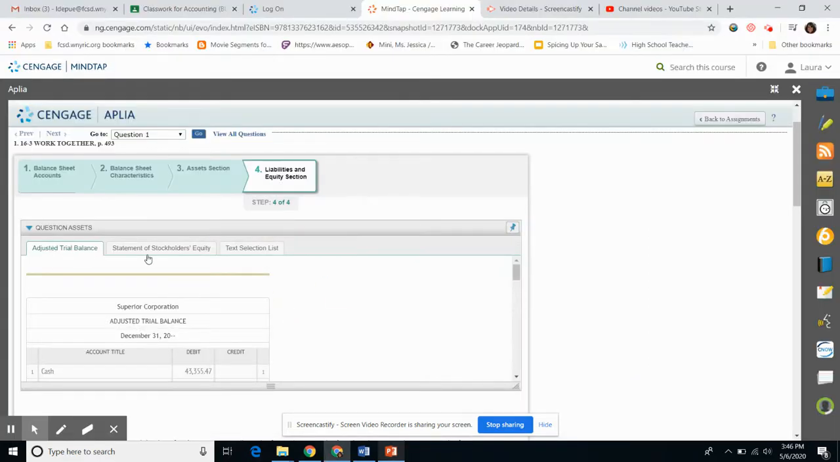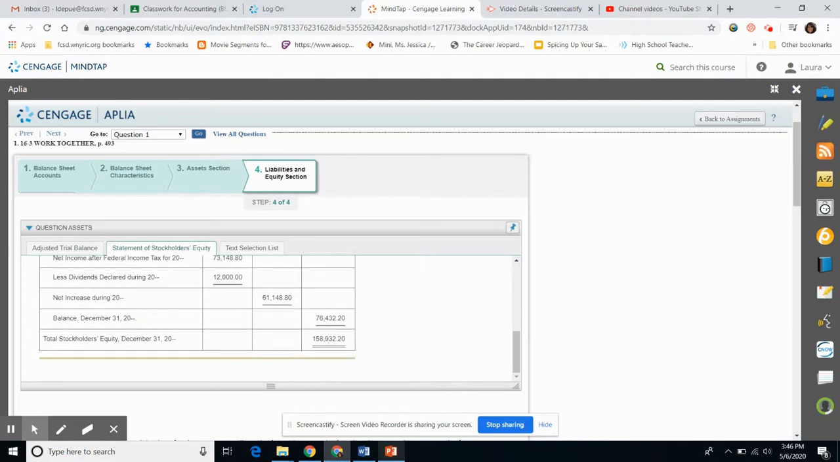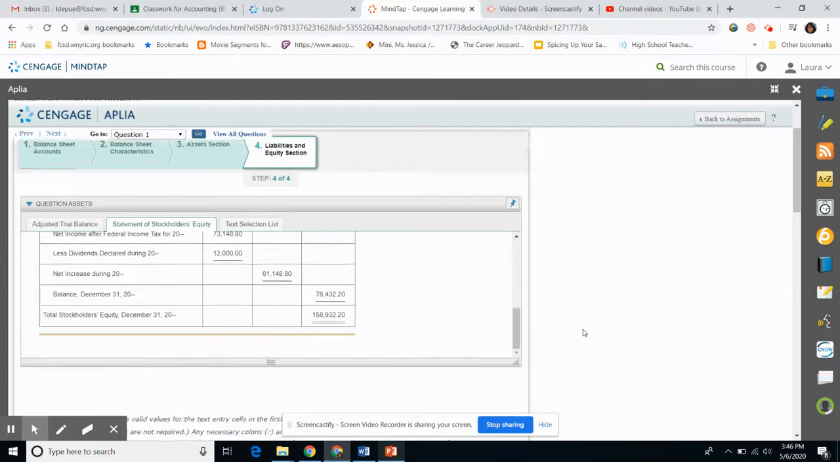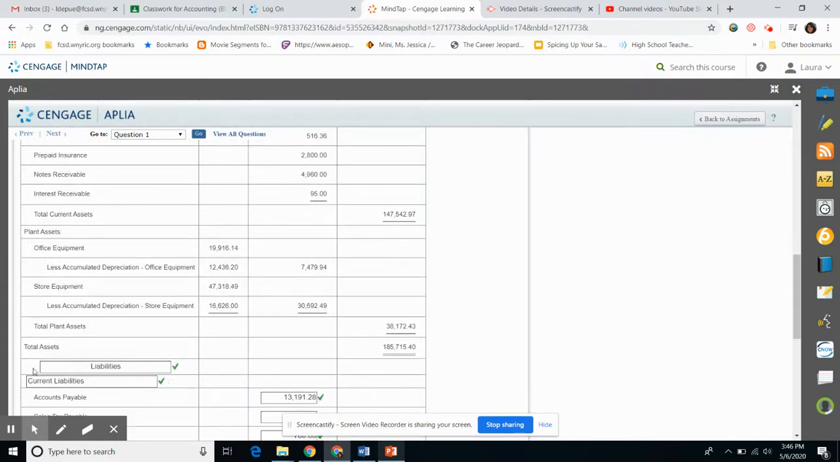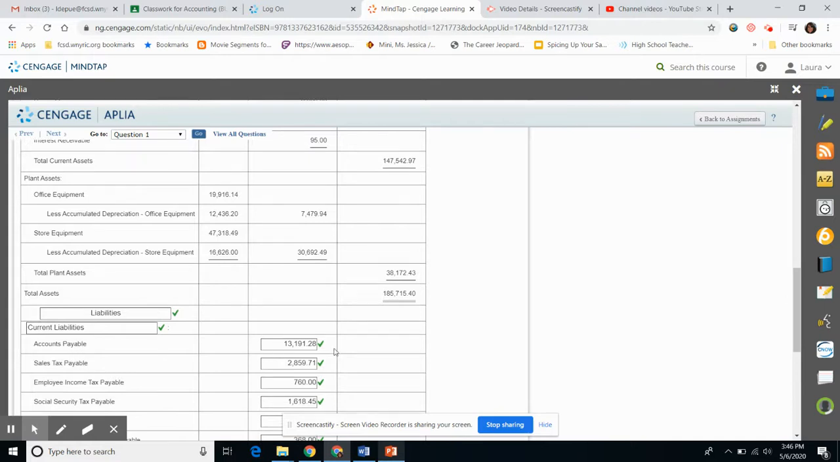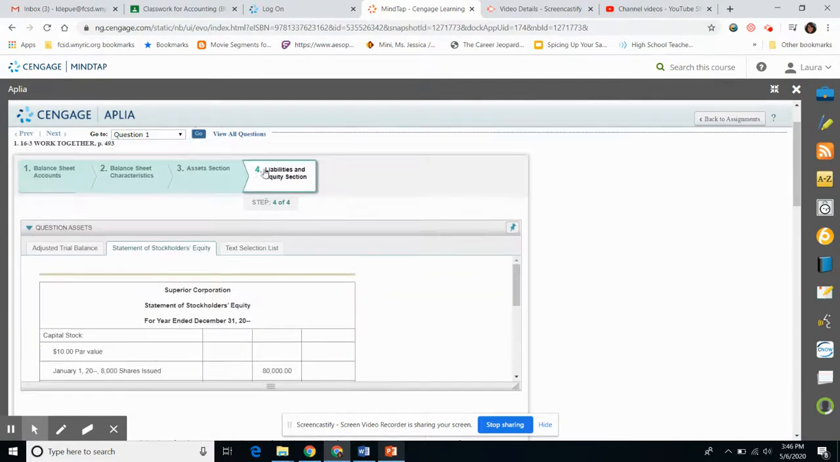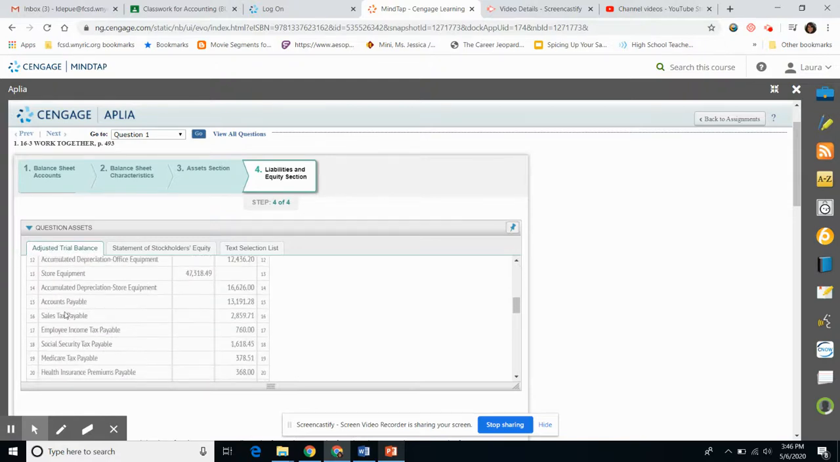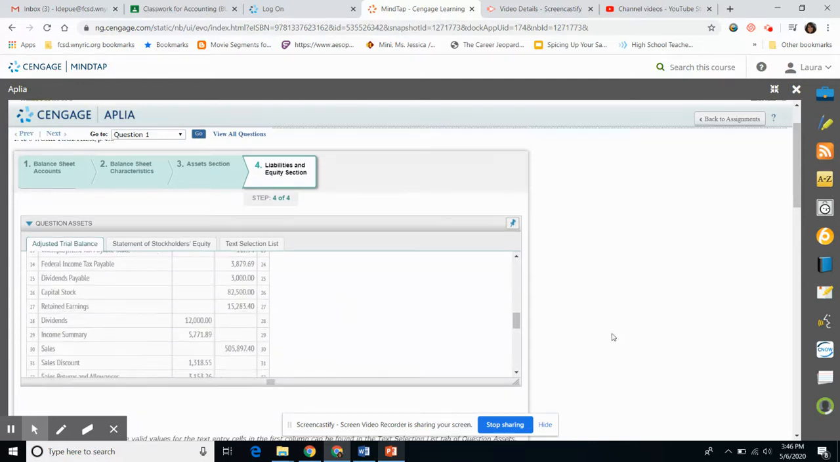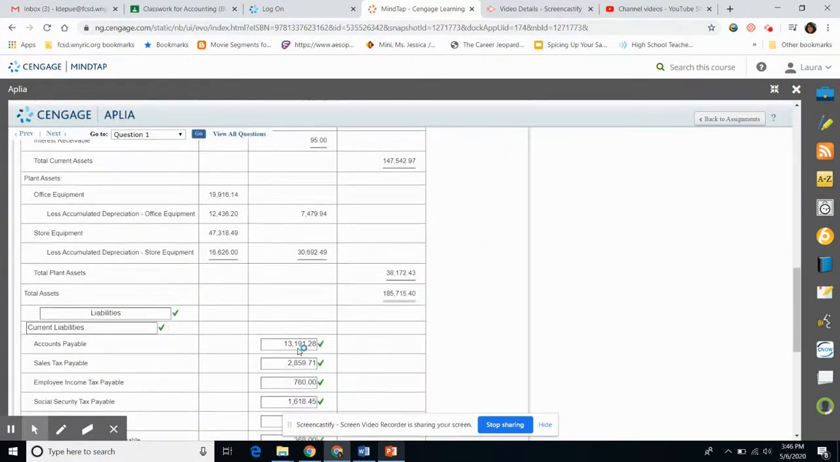So it gives us the adjusted trial balance, the statement of stockholders' equity, which you're going to need this time. And down below, it gives us what you just did in the previous part 3. And now we're starting right here with the liabilities section. So we're going to have liabilities. The first heading under liabilities is current liabilities, and we're going to start with accounts payable. And you're getting your numbers back up here. So scroll down to accounts payable, 13,191 is the first number that you will plug in here. So go ahead and see if you can do this section on your own and come back to see if you got it correct.